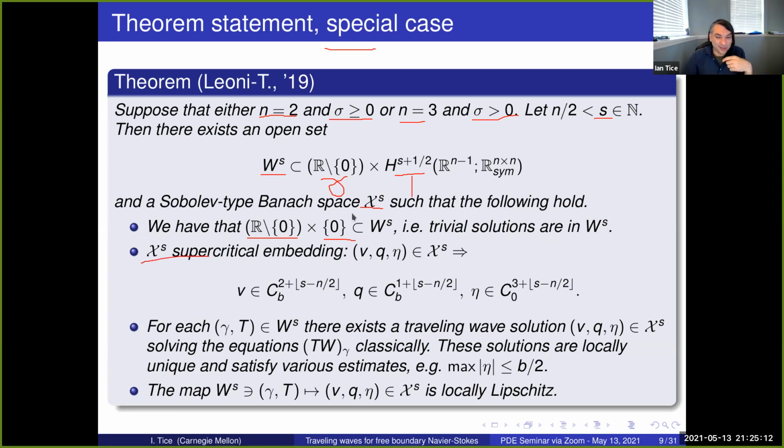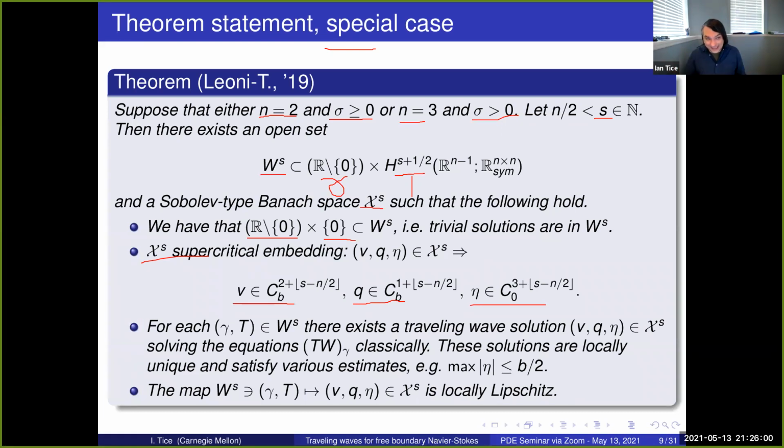The other thing that we have is that the space X_S enjoys a supercritical embedding. And what that means is that the space X_S will contain triples of functions, v, q, and eta, which will be our solutions. And if v, q, and eta live inside this space, then there's a certain type of Sobolev type supercritical embedding, which will tell us that v is continuously differentiable up to at least order 2 and has derivatives up to order 2 that are bounded. The velocity field will be classically differentiable up to order 1 with bounded derivatives. And the free surface function will be classically differentiable up to order 3 with derivatives that are not only bounded, but that decay to 0 out at infinity. So this is the functional setting of our theorem.